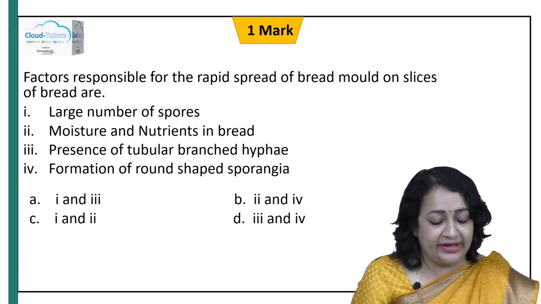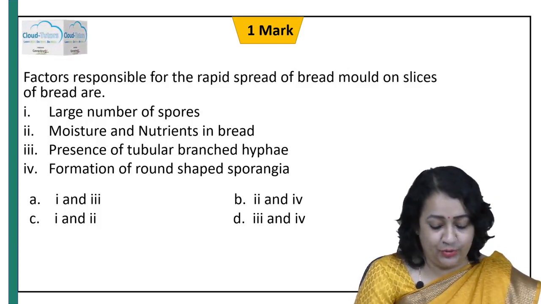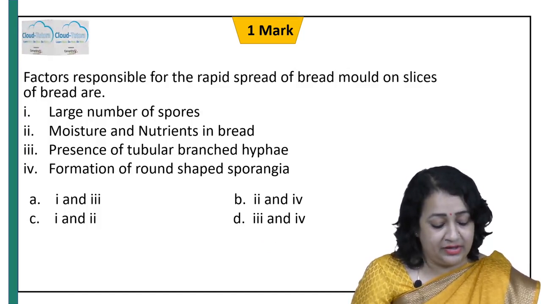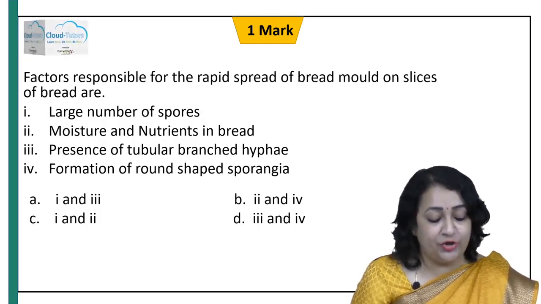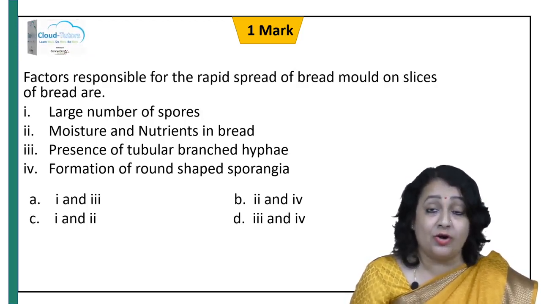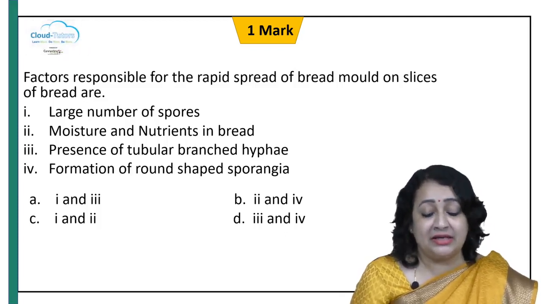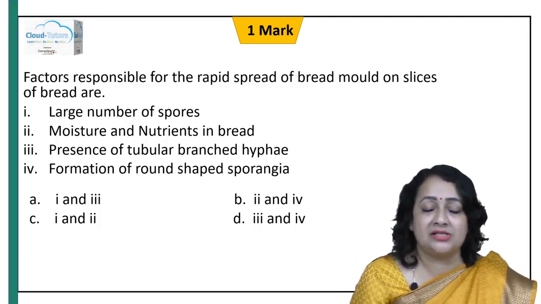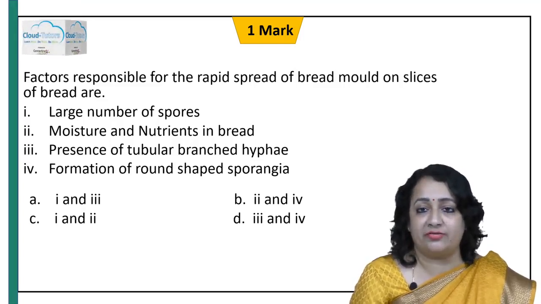So A says 1 and 3, B says 2 and 4, C says 1 and 2, and D is 3 and 4. So here what will happen? C, that is 1 and 2: a large number of spores will help in rapid growth of the bread mold. Also we have to remember moisture is very important for the fungus to grow. Then nutrients present in the bread. Nutrients are also very important because these fungi are saprophytic in nature, so they need organic matter for growth.